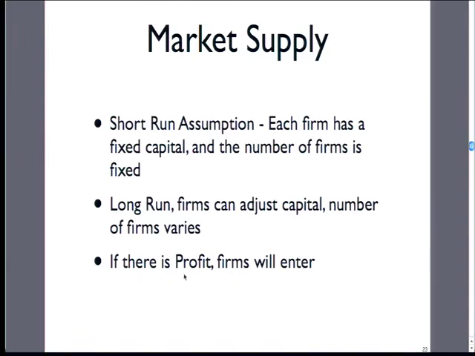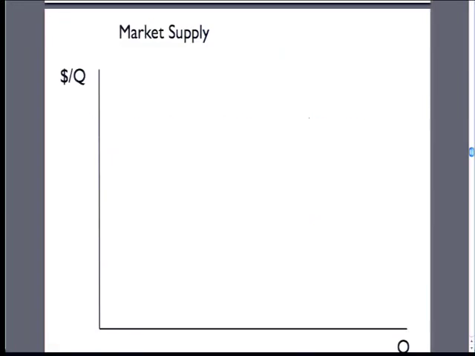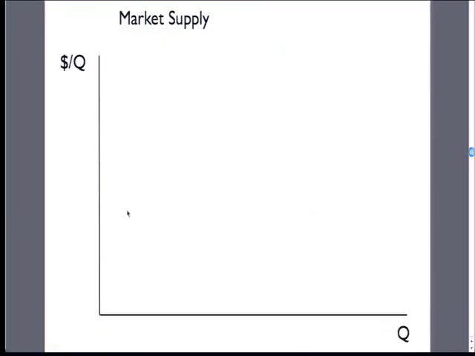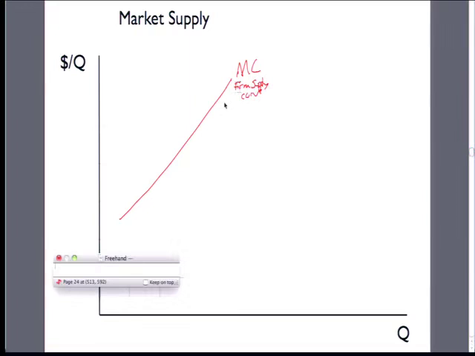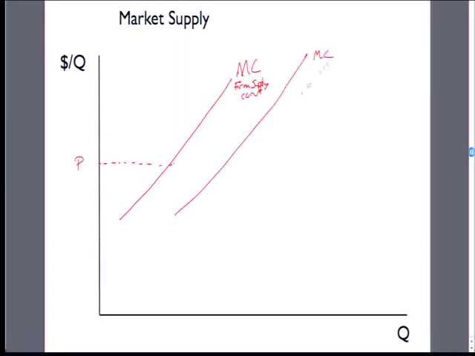If there's profit in an area, firms will enter. More firms will add to the supply. So if we take the firm supply curve, it was the marginal cost curve. It was also the firm supply curve. And we have some sort of price that's coming. That's the supply curve for one firm. And there could be another firm. So this is firm 2. There's a supply curve for firm 3.